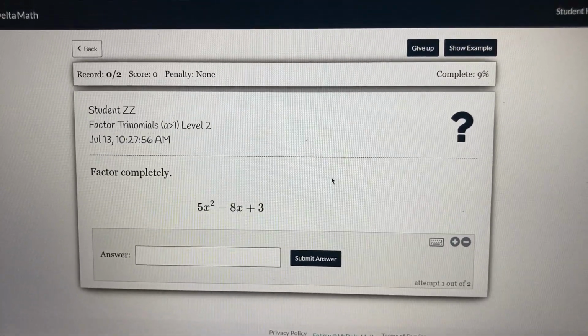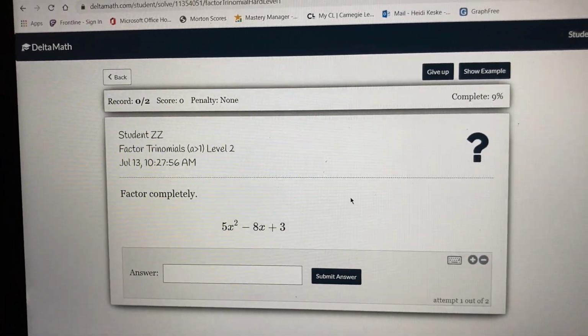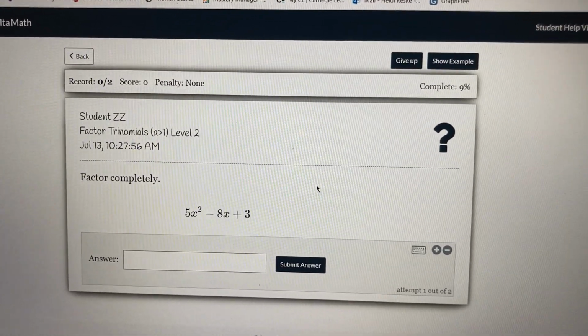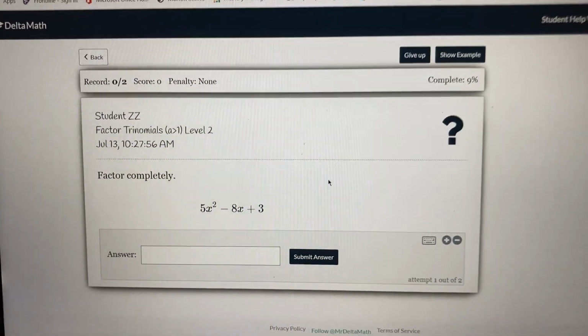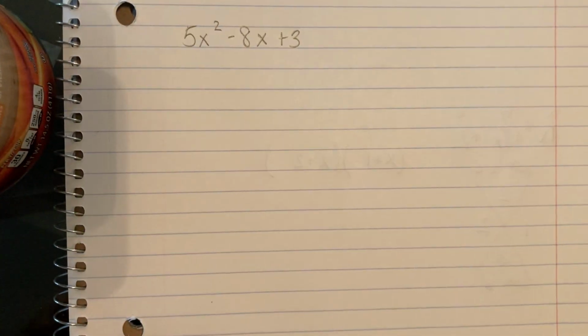Factor trinomials, a is greater than 1, level 2. So this is exactly the same structure as the problems that came before it that were factor trinomials. It's just a bit more difficult. That's why it's called level 2. So we're going to use the same methods that we used for the last problem.